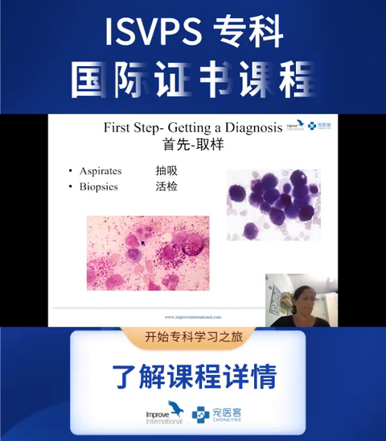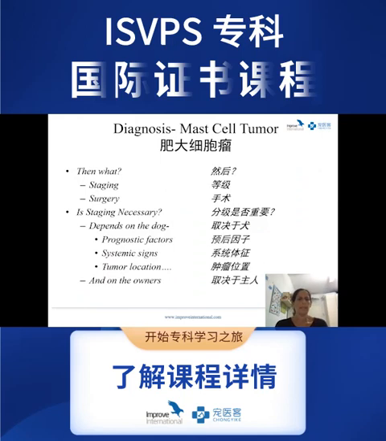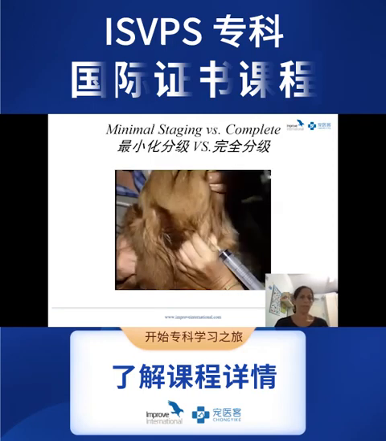So then what? What are we going to do now? The second step we said is staging. So what staging is needed in canine mast cell tumors? Do we need to do everything? Do we need to do minimal staging? A lot of staging? That is kind of controversial, and it really matters on the dog, on the specific prognostic factors for that dog, whether it has systemic signs, the tumor locations, and of course on the owner. So let's discuss now whether we need minimal or complete staging. We're going to discuss what complete staging is, and then when we need minimal and when we need complete.